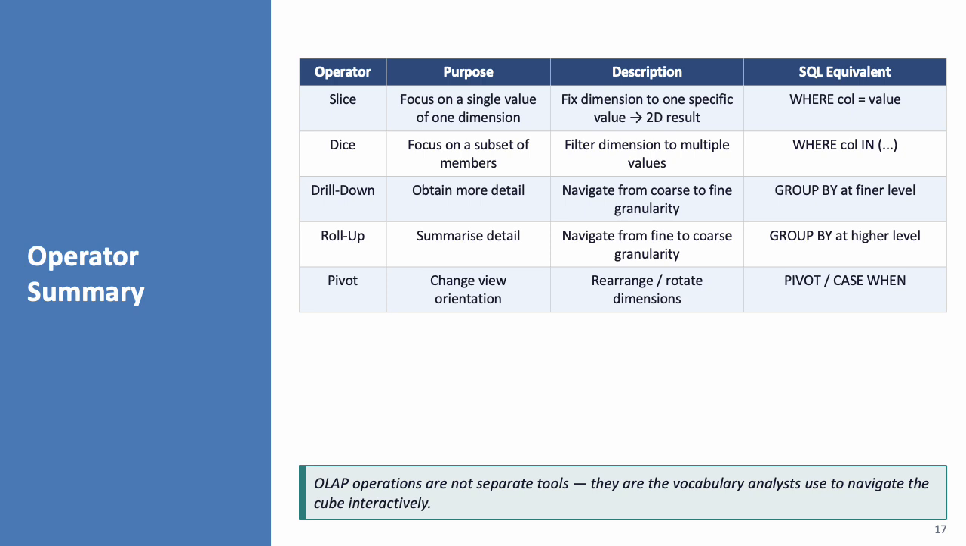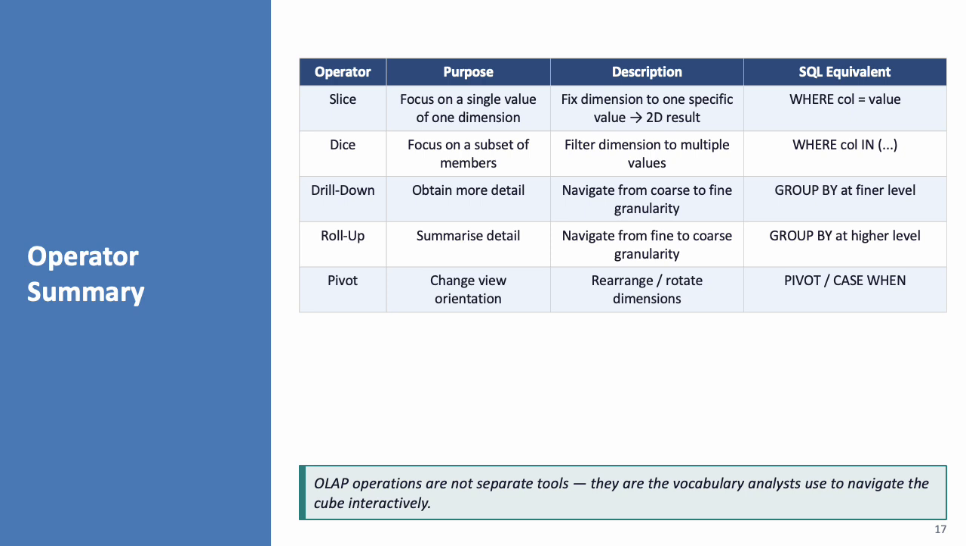Dice: the purpose is to focus on a subset of dimension members. The operation filters one or more dimensions to multiple values. In SQL, this is a where column in with a list of values. The purpose of drill down is to obtain more granular detail about a dimension. The operation navigates from a coarser level of a hierarchy to a finer one. In SQL, this is achieved by adding a finer grained column to the group by clause.